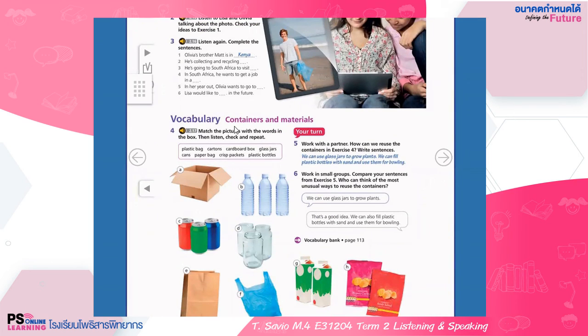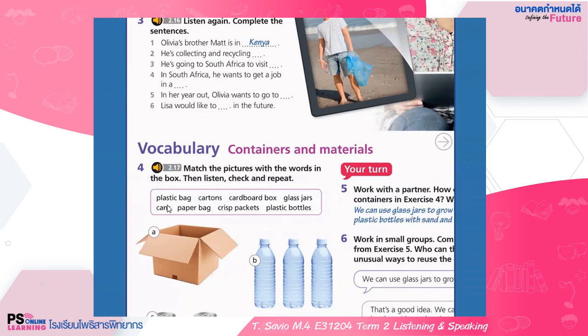Vocabulary, containers and materials. Match the pictures with the words in the box. Then listen, check, and repeat. Plastic bag, cartons, cardboard box, glass jars, cans, paper bag, crisp packets, and plastic bottles.